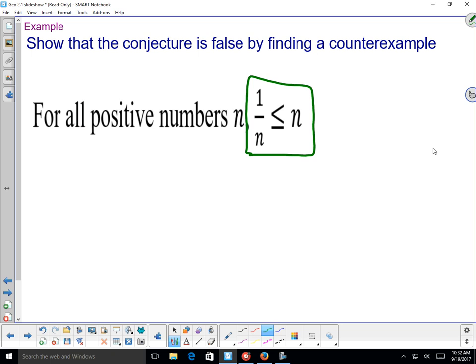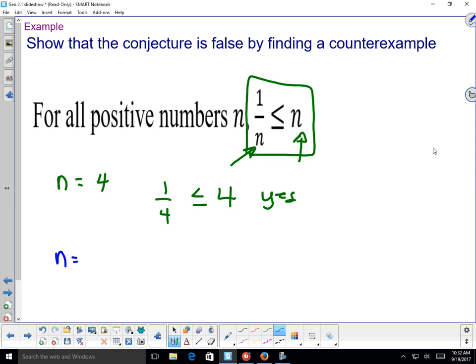Well, let's try a few examples. Let's say n was equal to 4. Then if I plug in 4 here and 4 here, do I get a true statement? 1 over 4 is less than or equal to 4. Is that true? Yes. So is that a counterexample? No, that's just an example of it actually happening. Does that prove that it's true all the time? No. Let's try a different n value.